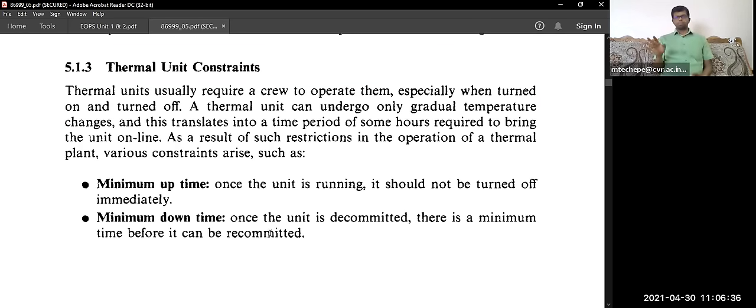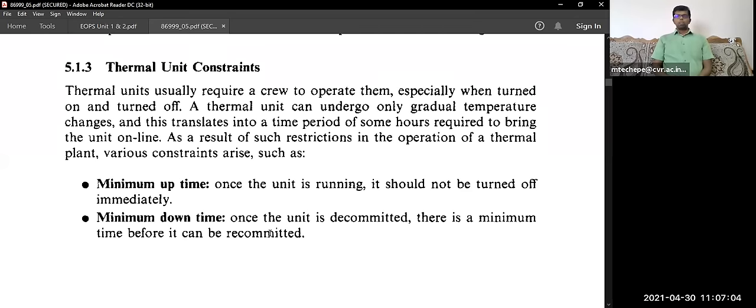Many processes are there. So definitely the crew might be very large, like 300 people may be working in one crew, in one shift. A thermal unit undergoes only gradual temperature changes, and this translates into a time period of some hours required to bring the unit online.